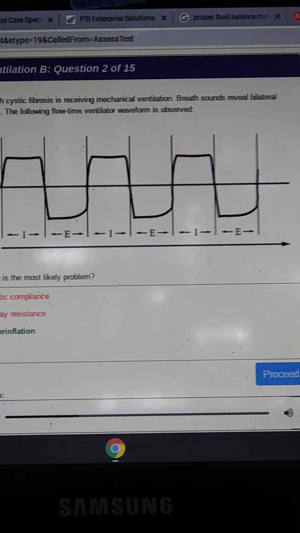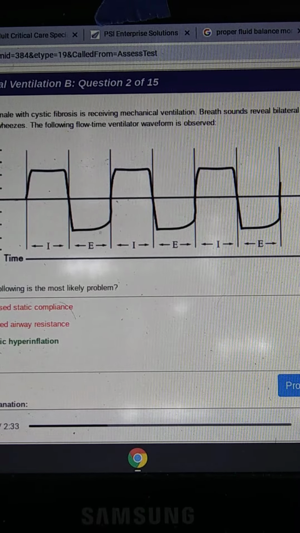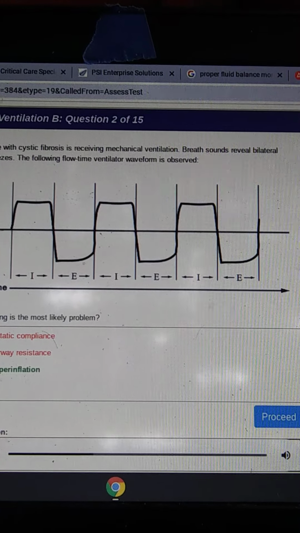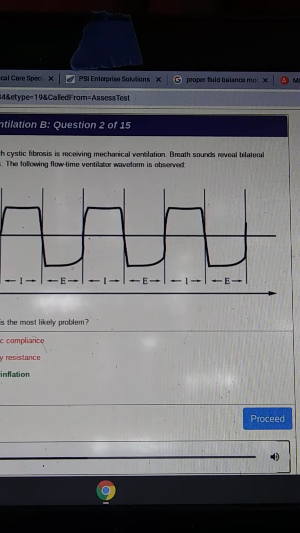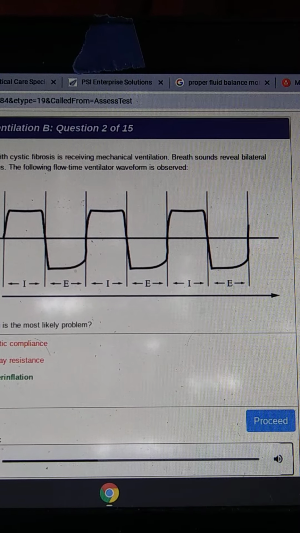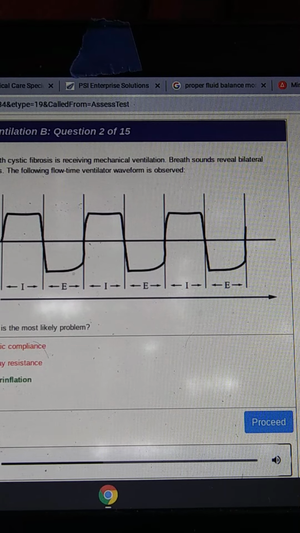We might call that air trapping, or we might also call it dynamic hyperinflation, also known as auto PEEP or intrinsic PEEP or occult PEEP or sneaky PEEP or whatever you want to call it. But it means that there's not enough time to exhale. So what we'll have to do to correct that is change the IE relationship.